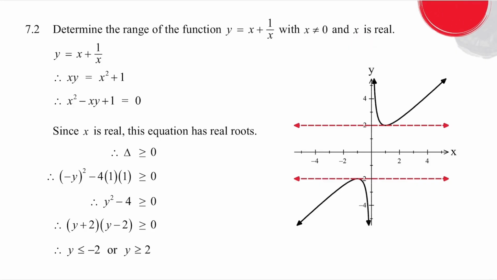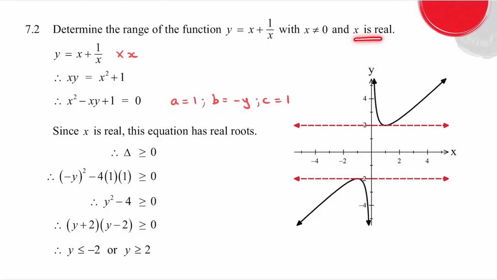So the first thing I do is I take this equation and I multiply by my common denominator. So I multiply everything by x. I then set up the quadratic. So I put it in the form ax squared plus bx plus c equals 0. My a value is 1. My b value is minus y. And my c value is 1.